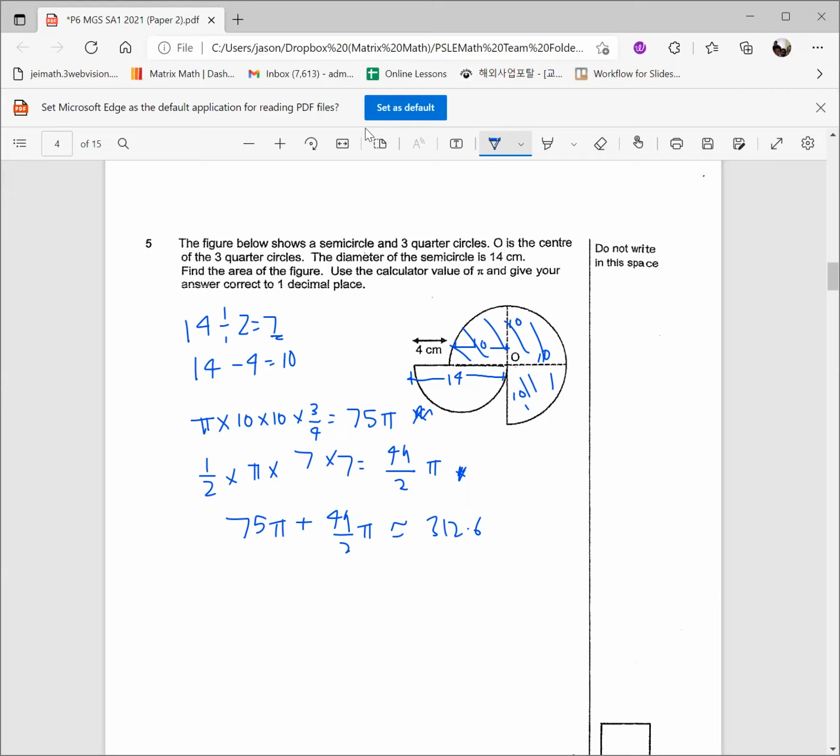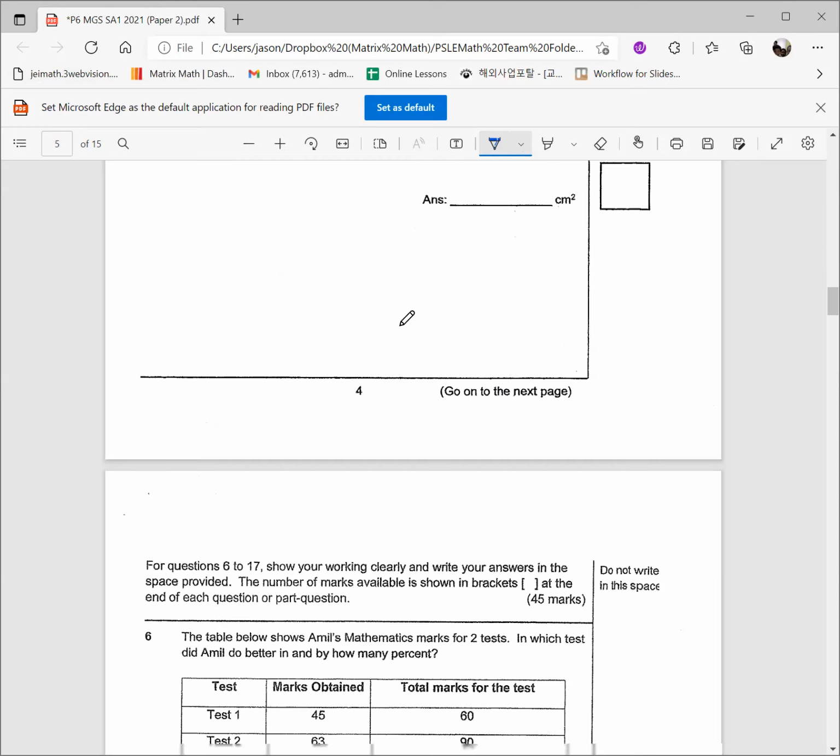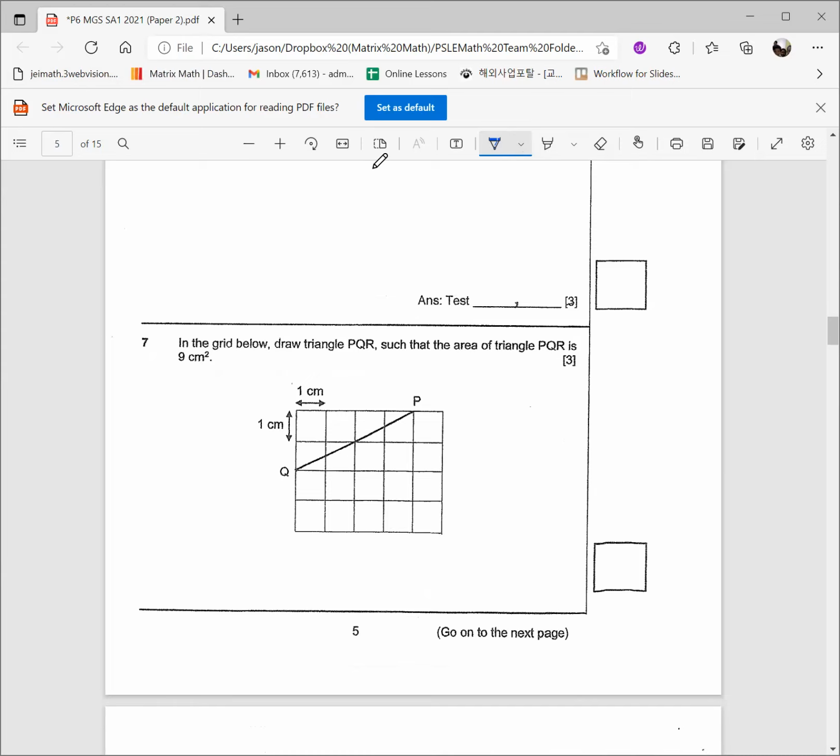Okay, let's look at question number 7. I think question 7 is quite difficult. Looks easy, but it's quite difficult. So question 7: in the grid below, draw a triangle PQR such that the area of triangle PQR is 9 square centimeters.